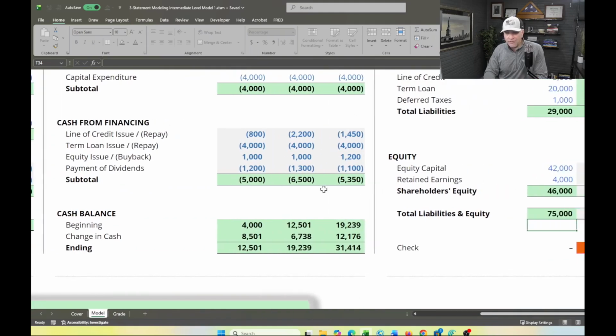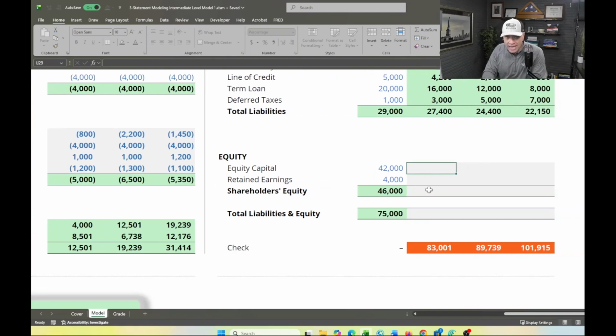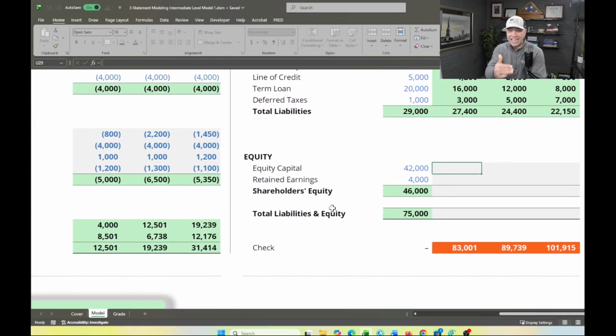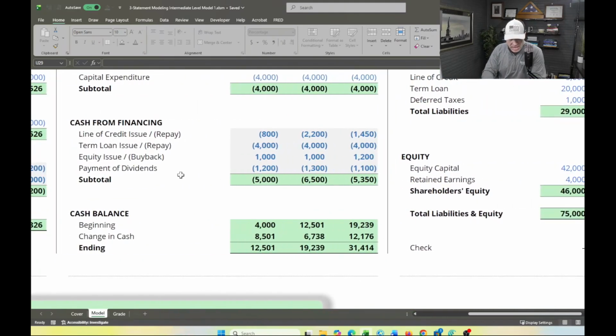Okay, so now we have to fill out equity. Where is all this going to be found? First off, we have equity capital. You want to think about equity capital as issuing new stock. Are we buying back stock? Are we issuing new stock? That would be equity capital. We want to find out how much of a balance we have, and whether we are adding to it or taking away. You want to go to the cash flow statement, and right here from financing, we have equity issue and buyback.